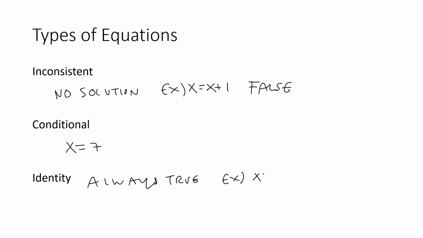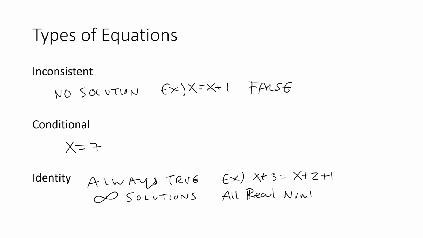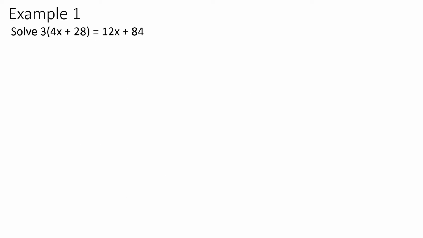For example, x plus 3 equals x plus 2 plus 1. I challenge you to find a value of x that you could plug in there that would give you a false statement. It's impossible. It will always be true. It doesn't matter the value of x. So we say there are an infinite number of solutions to the equation, and you can also say that all real numbers is the solution.